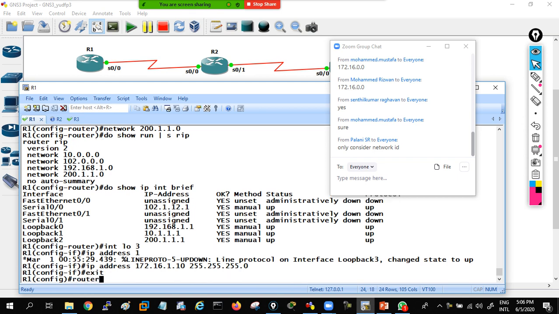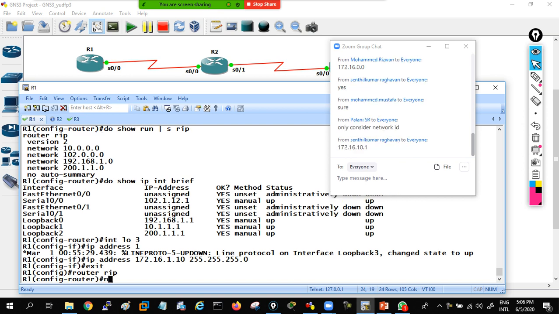Now let's go to router RIP and advertise 172.16.1.0. Guys, I am doing 172.16.1.0. Senthil, do you understand? I selected 172.16.1.0 because I have given the subnet mask as class C. Class C is nothing but the first three portions of the network. So you need to say 172.16.1.0. Senthil, are you okay with this?